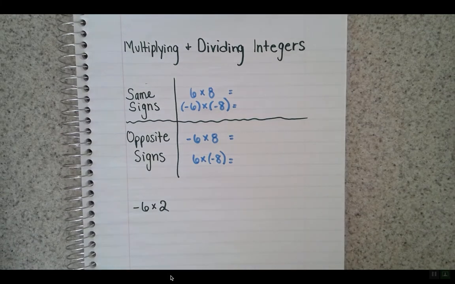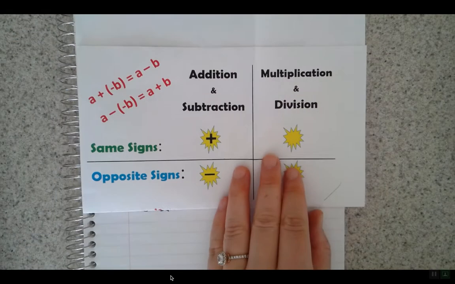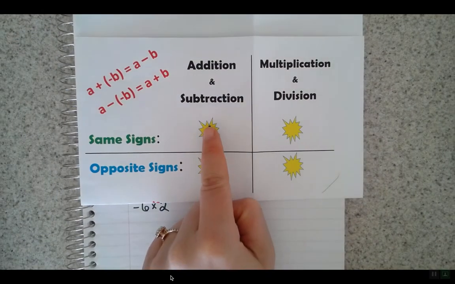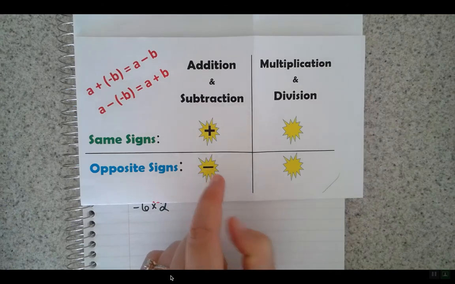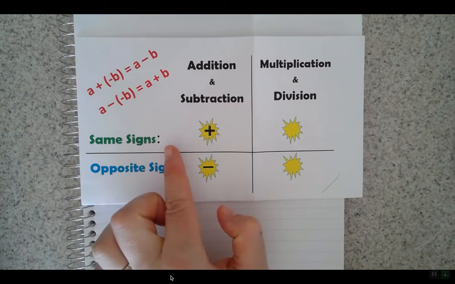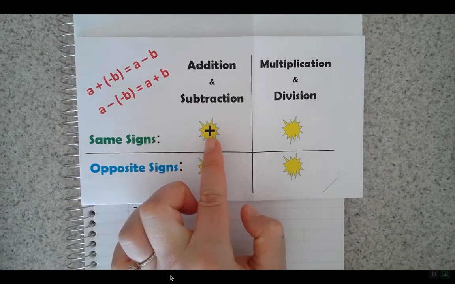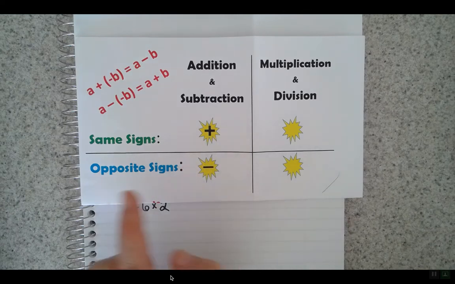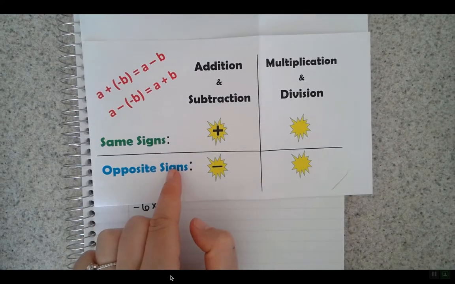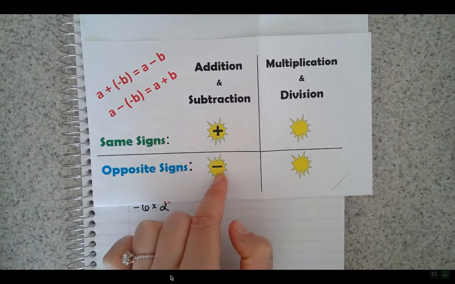Today we are going to be multiplying and dividing with integers. So when we were adding and subtracting, I really encourage you guys to follow these rules. If you have a same signs problem, you add the two numbers together and then keep the sign in front of the larger number. If you have an opposite signs problem, you subtract the two numbers and then keep the sign of the larger number.